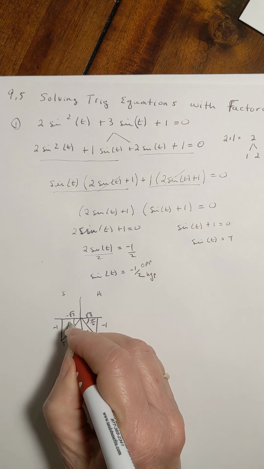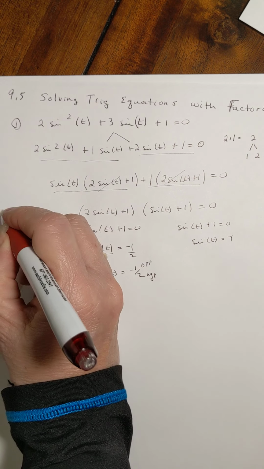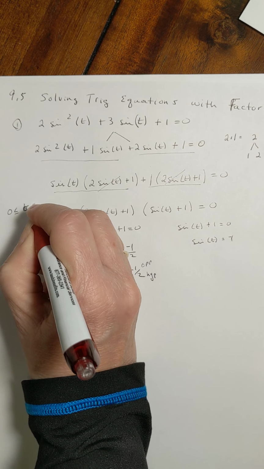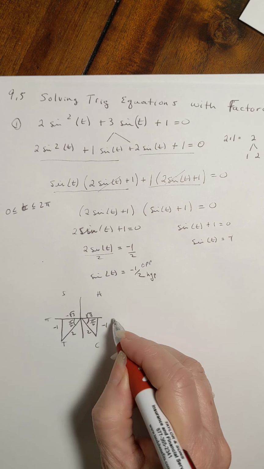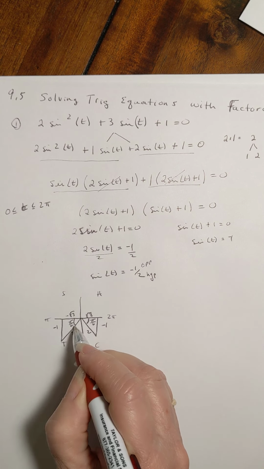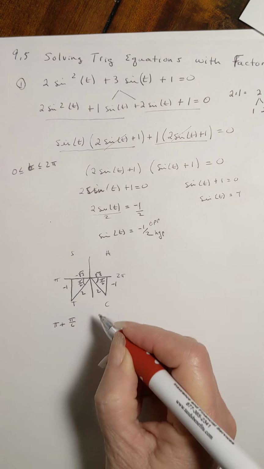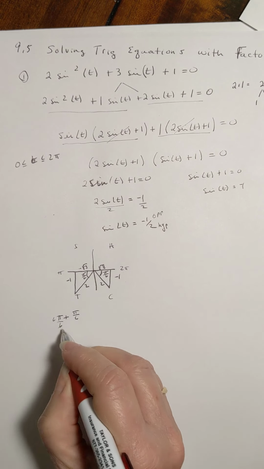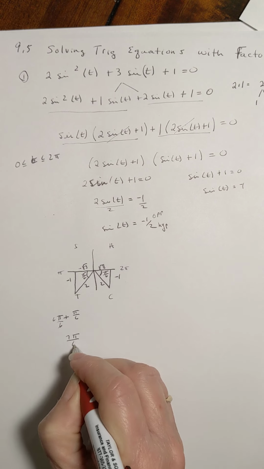Now, on this one, I want all of the answers that are between 0 and 2 pi. Here's pi, here's 2 pi. So my first one would be pi plus pi over 6. Multiply numerator and denominator by 6, I get 6 pi over 6 plus pi over 6 gives me 7 pi over 6.